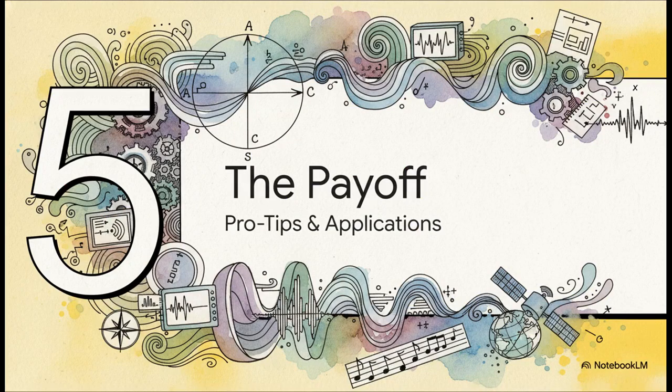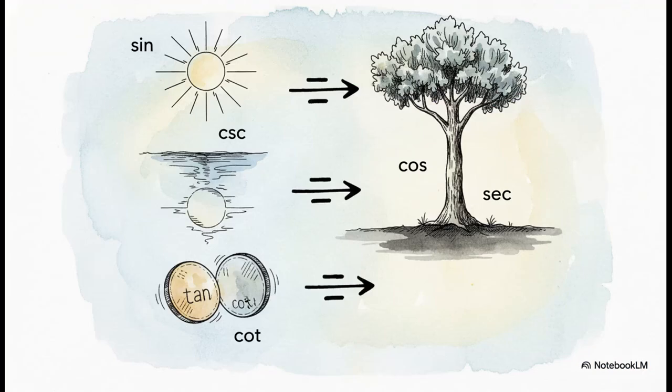Now that you've got the method down, let's look at the payoff. We'll cover one super common mistake to avoid, and then we'll see where this math has some very real and actually pretty cool real-world applications. So one of the most common questions I get is, okay, but what about the other three trig functions? Cosecant, secant, and cotangent. Does the rule still work for them? The answer is a big yes, and the logic is actually incredibly simple.